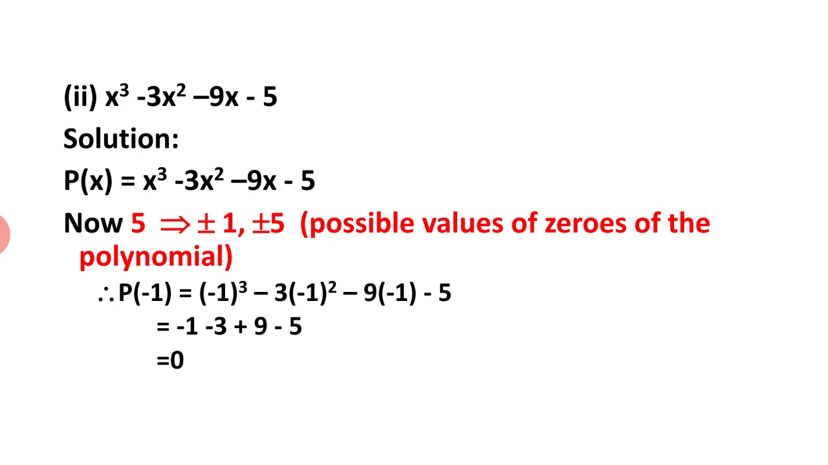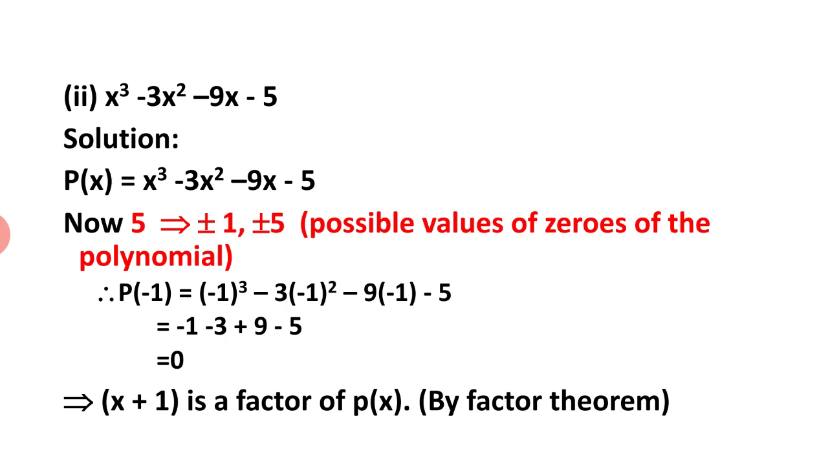Use the factor theorem. If p of minus 1 is 0, then which is the factor? Of course, x plus 1. x plus 1 is a factor of p of x by the factor theorem. Is it okay? One factor is decided. How will you decide the second factor? By division. So we have written p of x. Divisor is x plus 1.